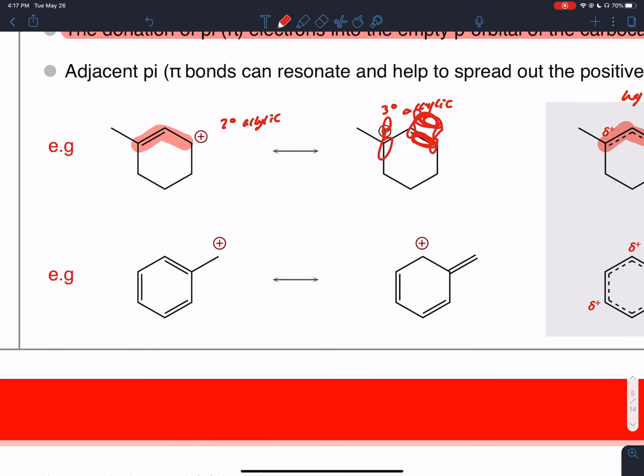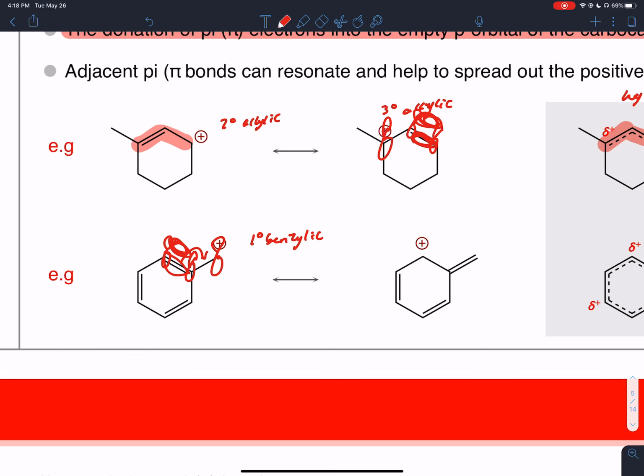When you have a positive charge on a carbon that is directly bonded to a benzene ring, we call that a benzylic carbocation, and this is specifically a primary benzylic carbocation. The thing with benzylic carbocations is there's also resonance stabilization. We can delocalize pi electron density. Remember, every atom of the benzene ring is sp2. We have a conjugated system.